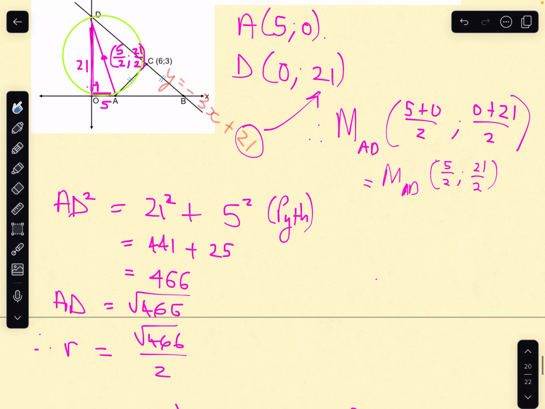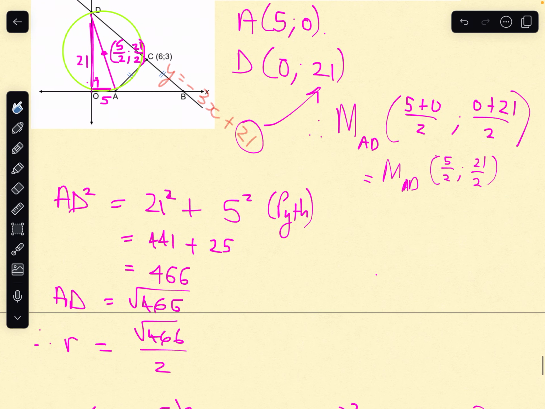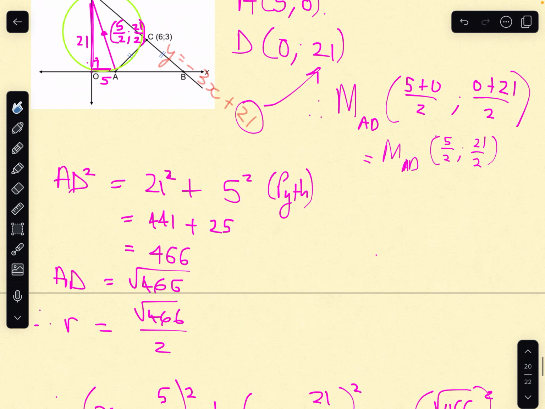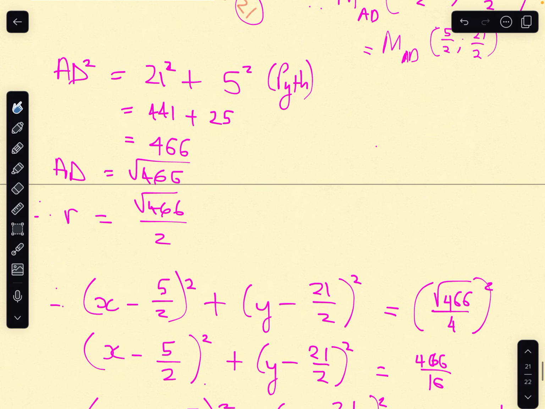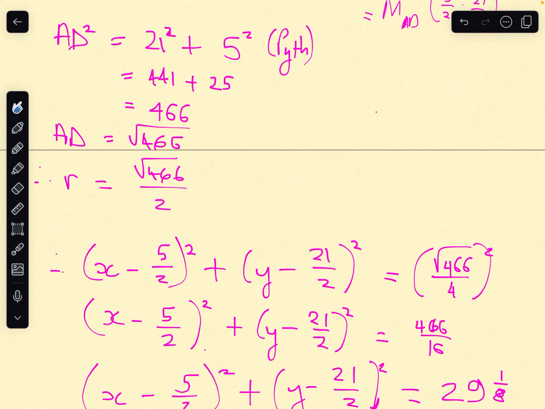What did I do? I used Pythagoras. And where did Pythagoras get me in life? Where did Pythagoras get me, y'all? Anyway, so I ended up with 466. Oh, hey, where did I get this? Why didn't you tell me? Where did I get this from?